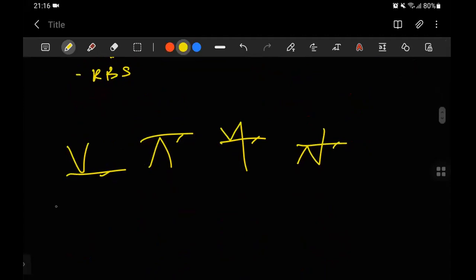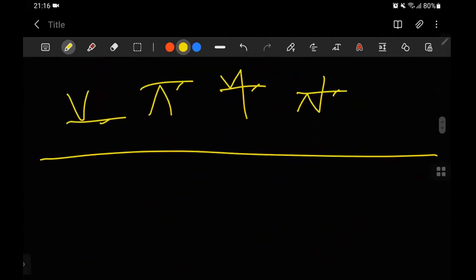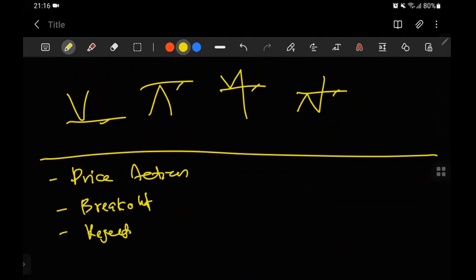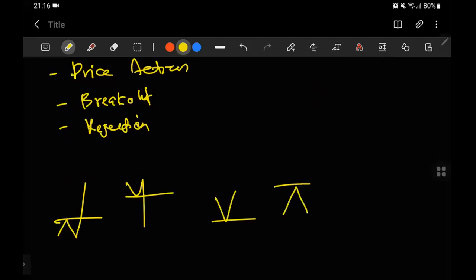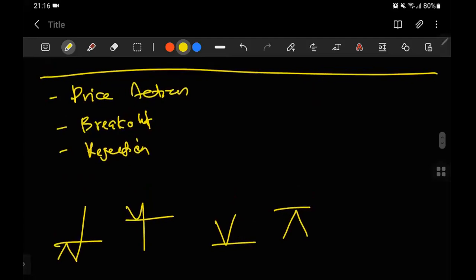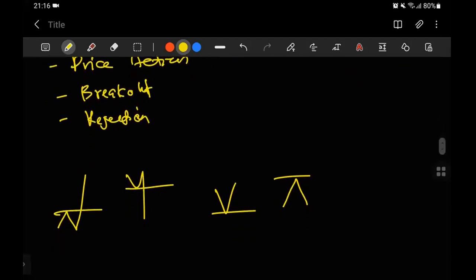Okay. So go next to the price action. For the price action, we are using the pure price action, which is the breakout and rejection. So the breakout will look like this, and the rejection will look like this. So untuk price action, kita akan pakai yang paling pure, iaitu breakout dan rejection. So inilah example breakout and the rejection.